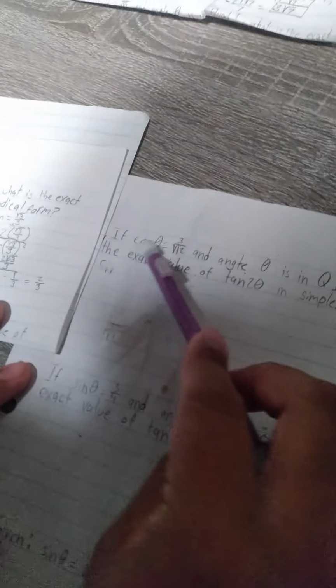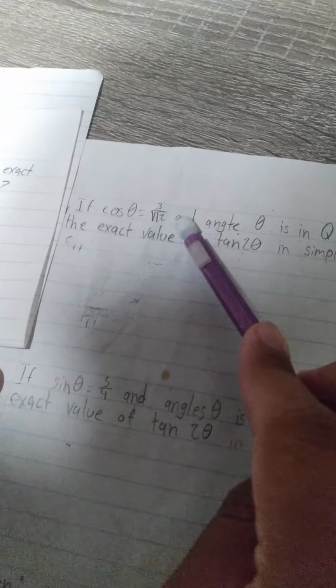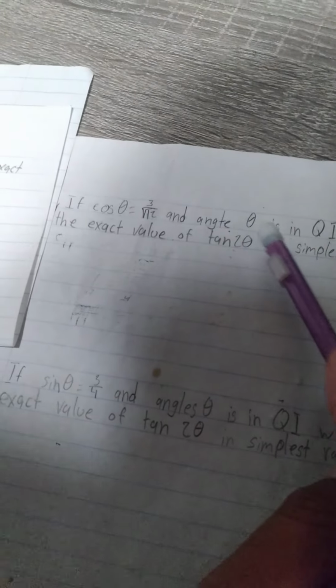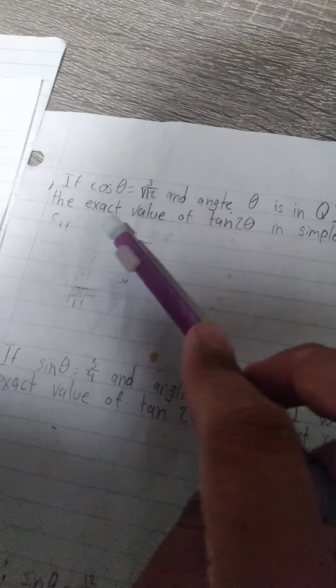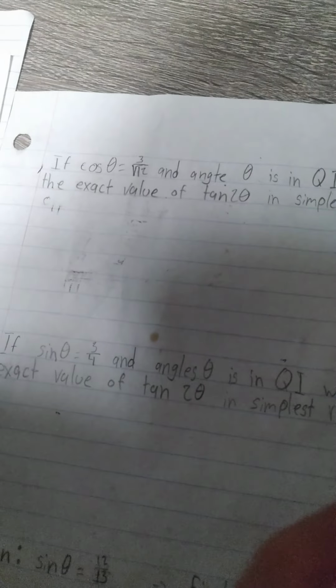It says, if cosine equals 3 over root 12 and the angle is in quadrant 1, what is the exact value of tangent 2θ in the simplest radical form? Now, I already did the answers right here, but let me explain what it means.